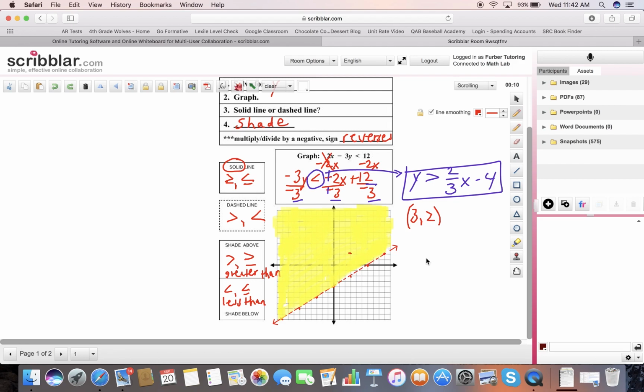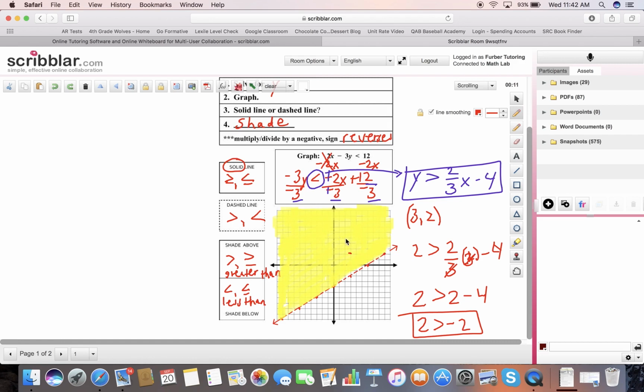So if I plug in a 3 for the x and a 2 for the y, okay? If I plug in a 3 for the x, the 3's are going to cancel. So I'm left with 2 is greater than 2 minus 4. Well, 2 minus 4 is negative 2. That is a true statement. 2 is greater than negative 2. So any point in this region satisfies the inequality.